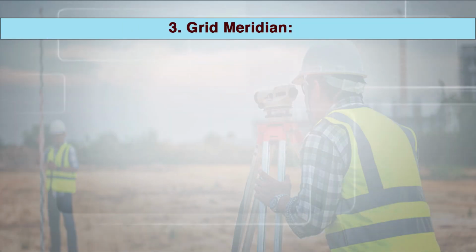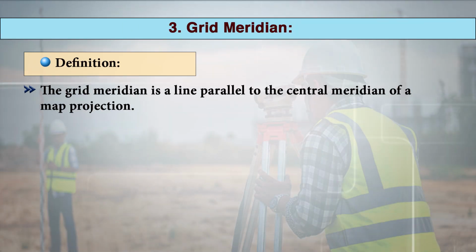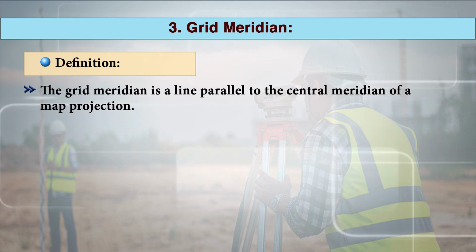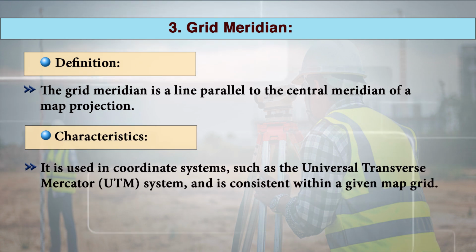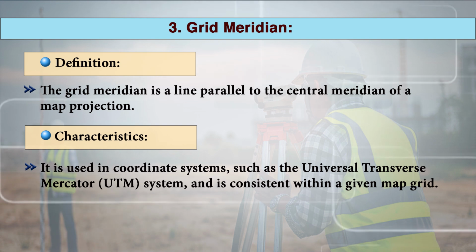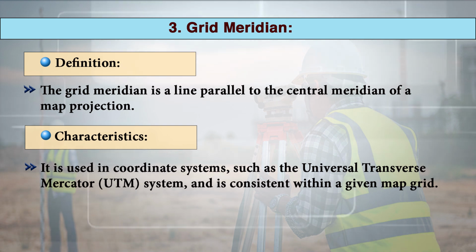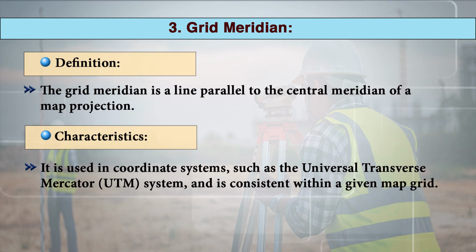Next is the grid meridian. The grid meridian is a line parallel to the central meridian of a map projection. It is used in coordinate systems such as the Universal Transverse Mercator (UTM) system and is consistent within a given map grid, employed in large scale mapping and for navigation systems that use grid coordinates.